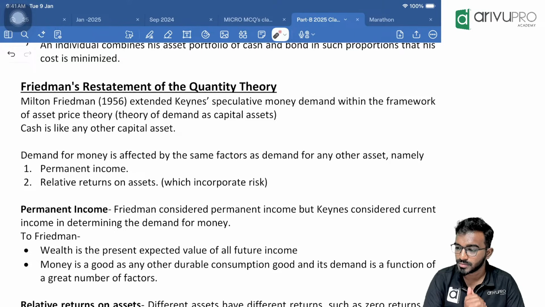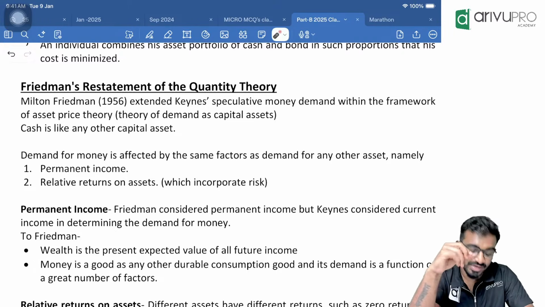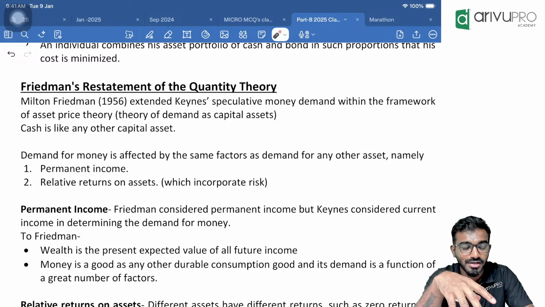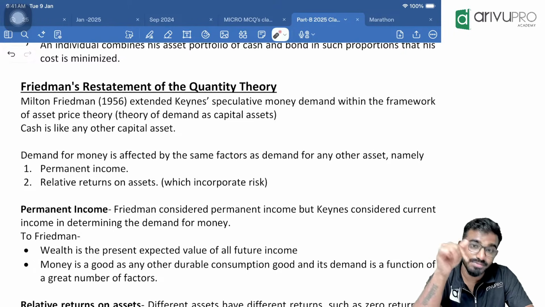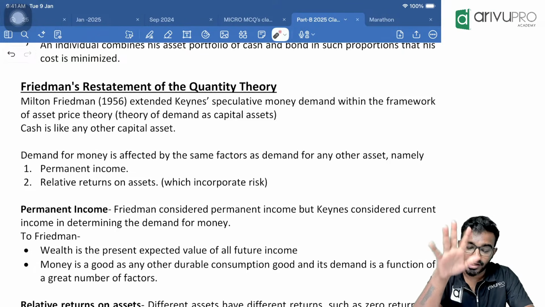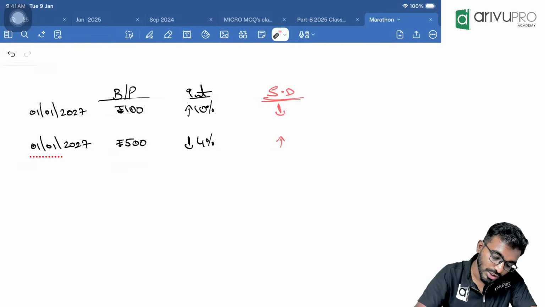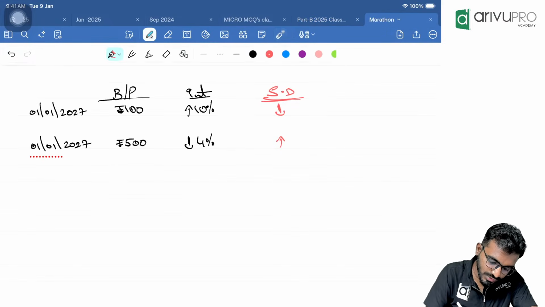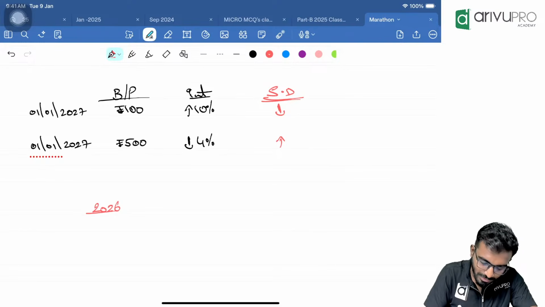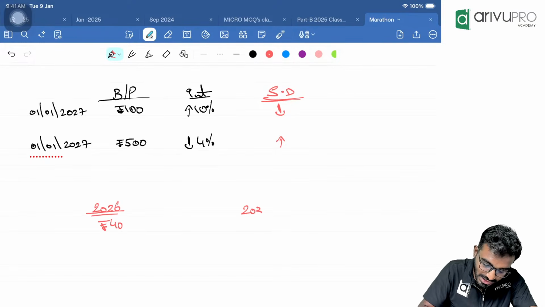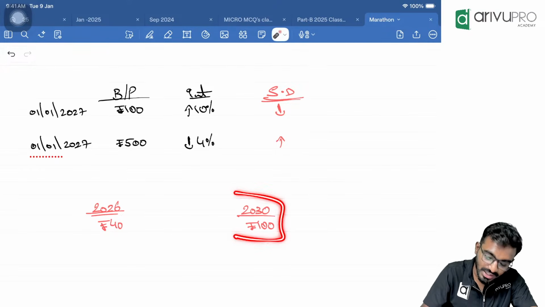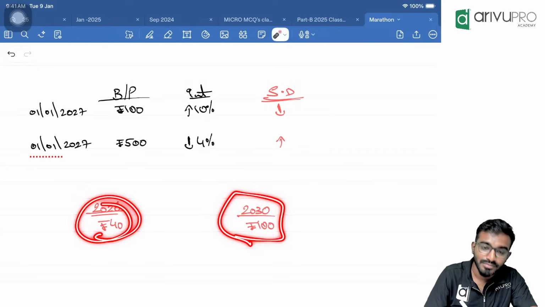Okay. Let's go to the next one: Friedman's restatement of quantity theory. Very simple topic here. Milton Friedman said we should consider the present value of future income, not present income. Let's say, for example, one plate of pani puri today, in 2026, is 40 rupees. In 2030, the same one plate of pani puri will be 100 rupees. That means in future, what is 100 rupees is today 40 rupees.